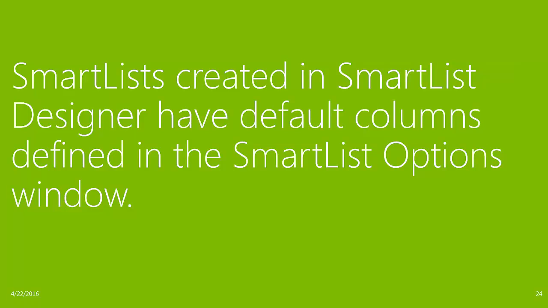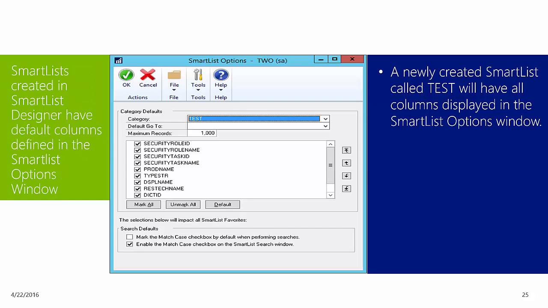SmartLists created in SmartList Designer have default columns defined in the SmartList Options window. So default columns may be defined in the SmartList Options window for SmartLists that are now created. A newly created SmartList called Test will have all columns displayed in the SmartList Options window. The columns can be included or excluded from the default view. In addition, the columns can be reordered.